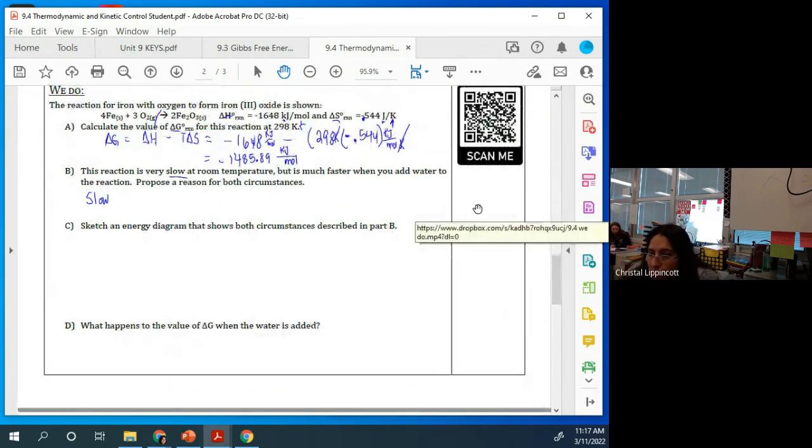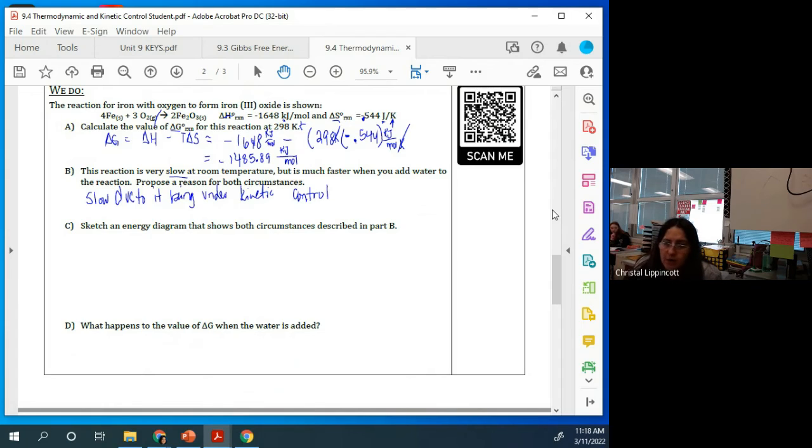Okay, so it's slow due to it being under kinetic control. When we added the water to the reaction, what happened there? Well, adding the water provides an alternate path which lowers the activation energy.